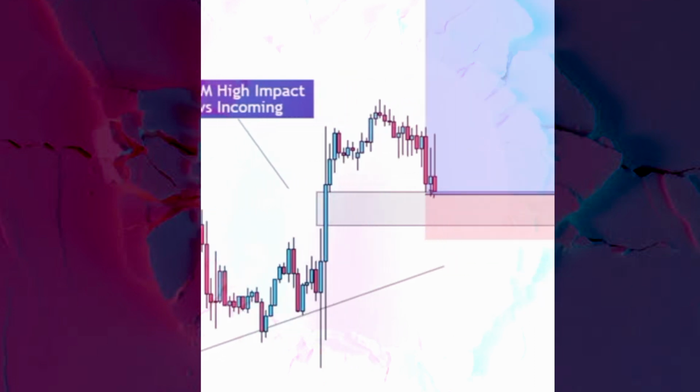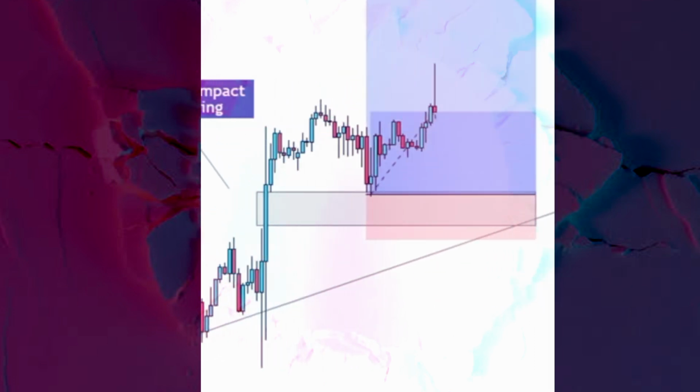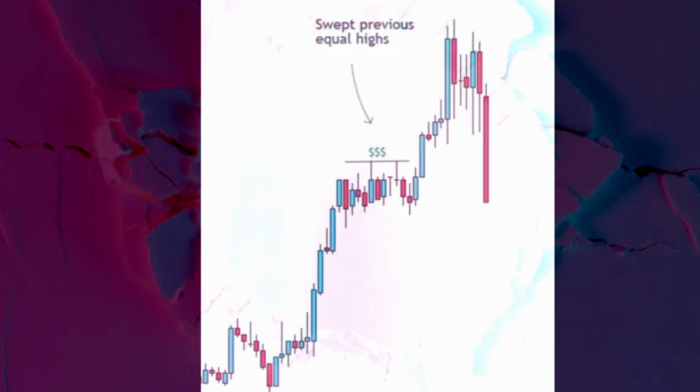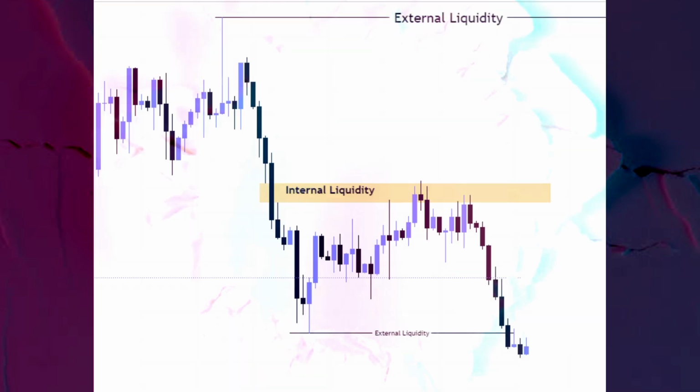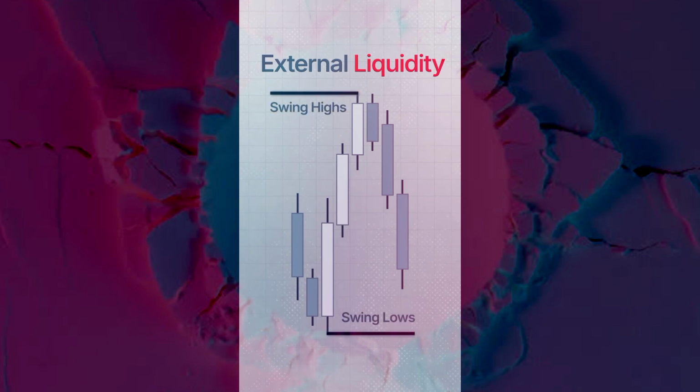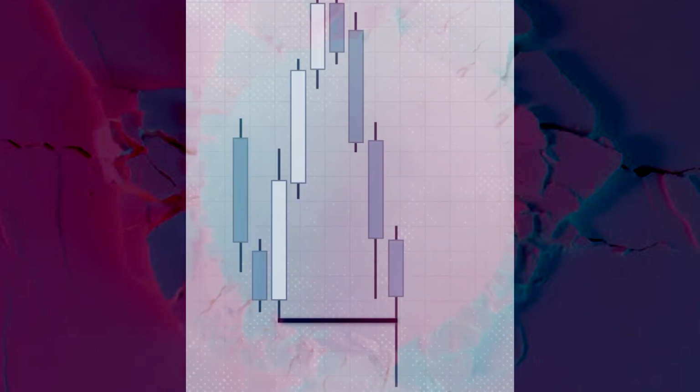That is why fair value gap is termed as ICT internal range liquidity. What is external range liquidity? External range liquidity is the liquidity that will be resting on previous highs and lows. These highs and lows are also used to define the range. This could be in the form of stops or pending orders.